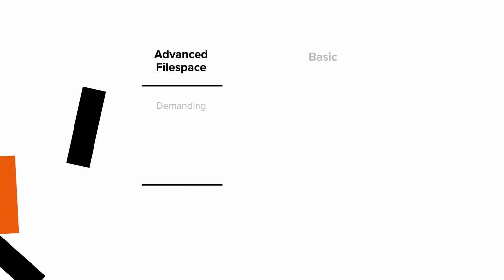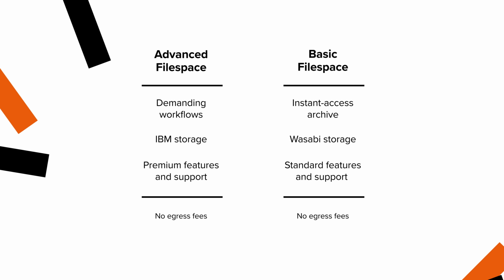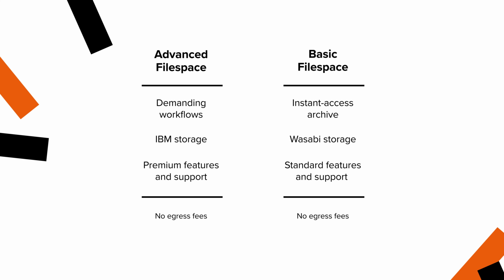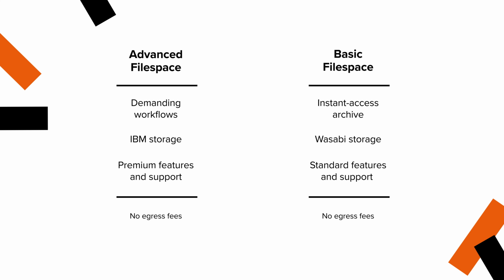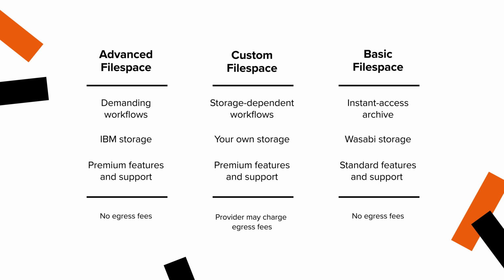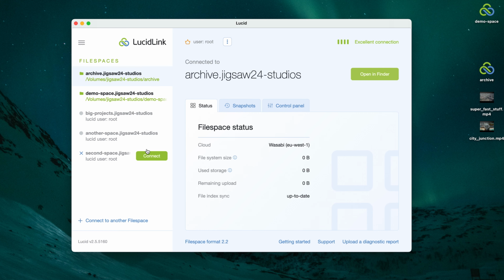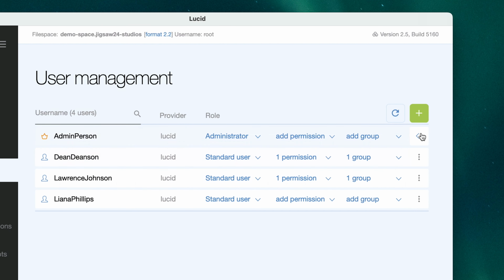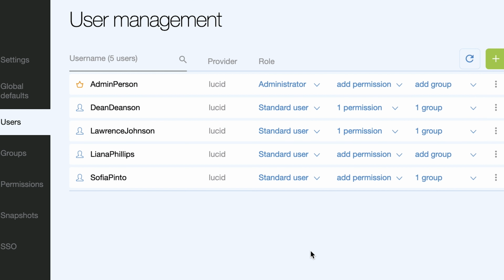The most popular file space types are bundled with fast IBM cloud storage for more demanding video workflows, or a lower-cost instant access archive tier hosted on Wasabi Cloud. Both benefit from high resilience and no egress fees. Or there's the option to bring your own provider, such as Azure, AWS, or any other S3-compatible cloud storage. Your account can mix and match file spaces and comes with up to 5 users, but LucidLink's software as a service model means you can spin up more on demand to scale with your business and workload over time.